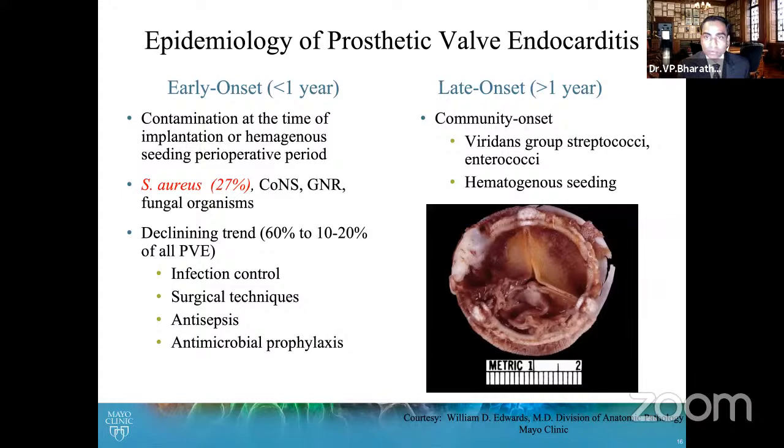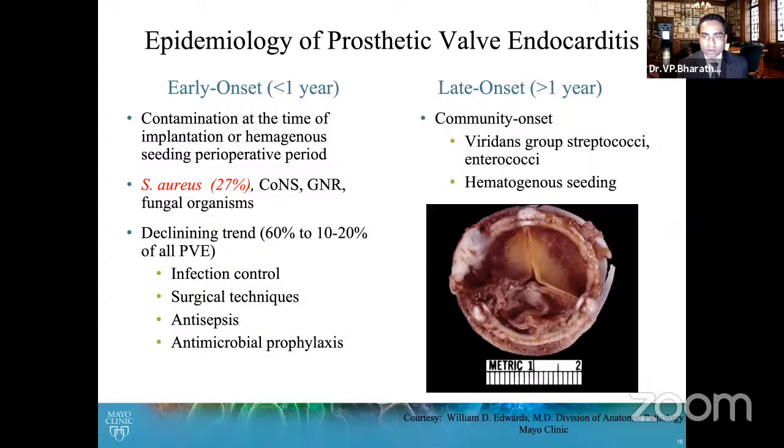The late onset, which happens 1 year or several years down the line, tends to resemble the pathogens that we see in the community. If it's from oral flora, such as streptococci, or GI flora like Enterococcus, they can seed and cause infective endocarditis. And if the patient has ongoing healthcare exposure, like a hemodialysis patient with a central line or frequent access, they can get infected with Staph aureus or MRSA or gram negatives.